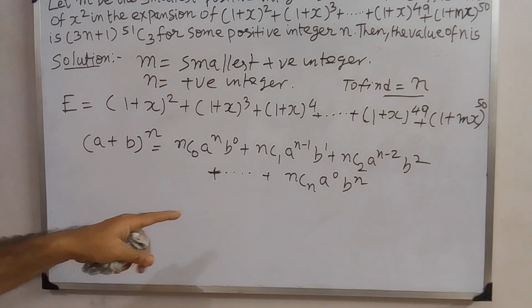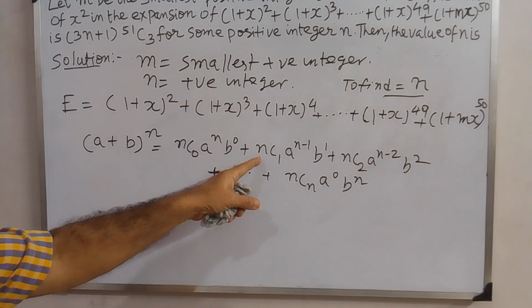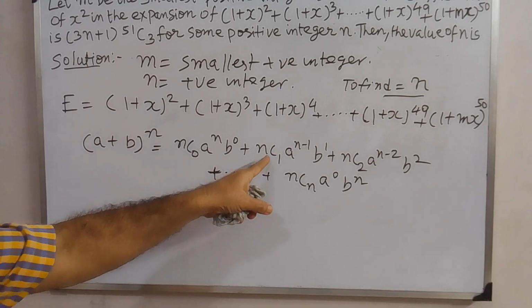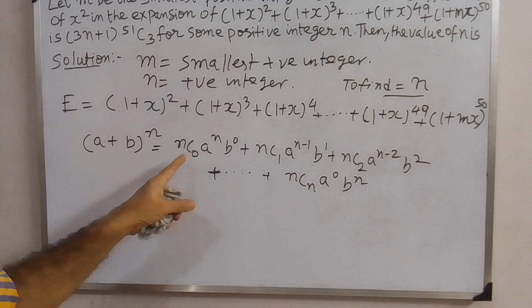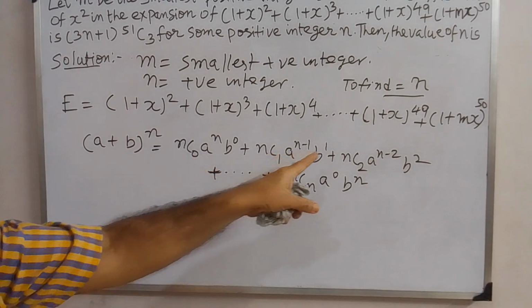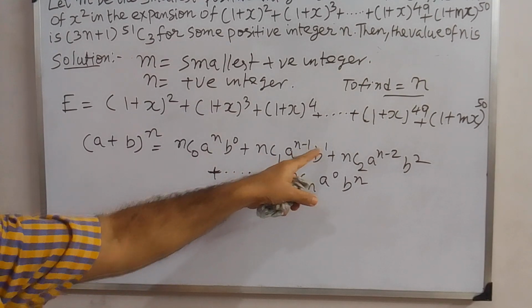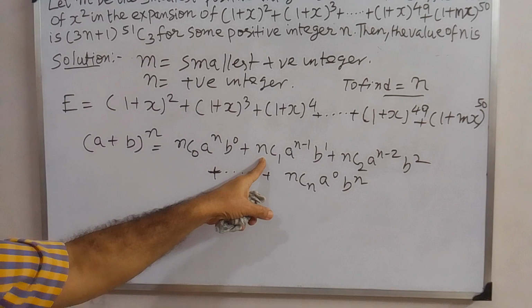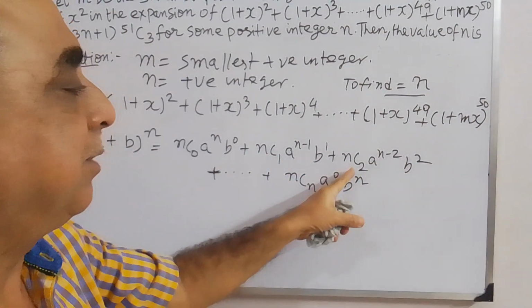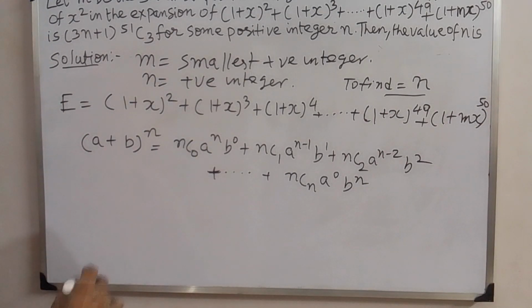Now see here the binomial coefficient. Whatever is the power of the second term, the binomial coefficient is that. If it is b to the power 0, then it is nC0. If it is b to the power 1, it is nC1. For b to the power 2, it is nC2. For b to the power n, it is nCn, and so on.